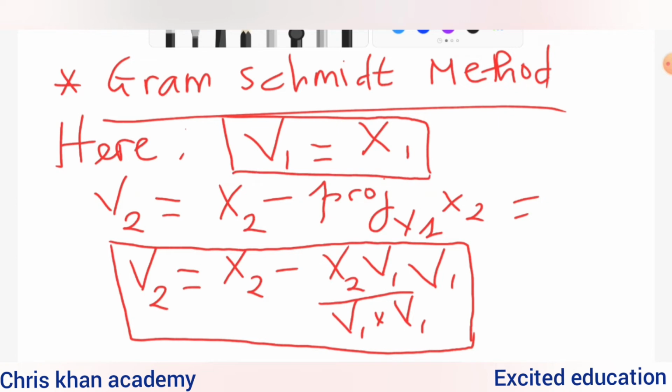Everybody has to make a note of this formula to understand better, such that for any question you are given about Schmidt's method, v2 and v1, it is very easy to calculate or work out the appropriate question given. So v2 is equal to x2 minus x2 transpose v1 divided by v1 transpose v1, times v1.